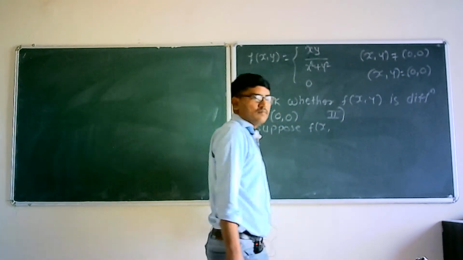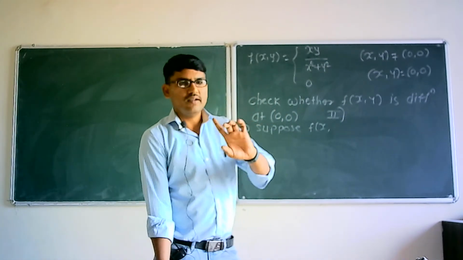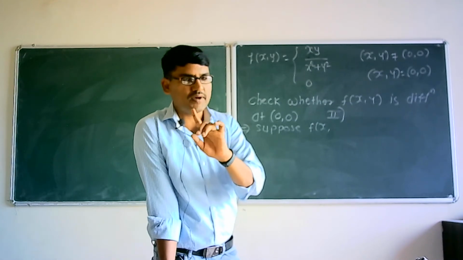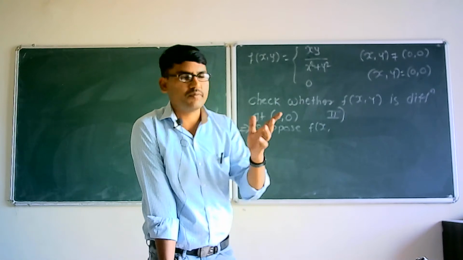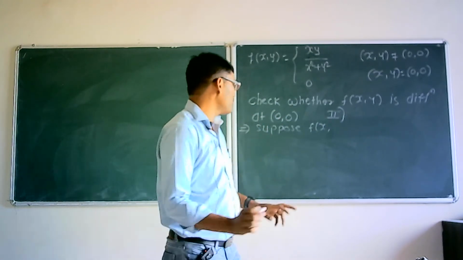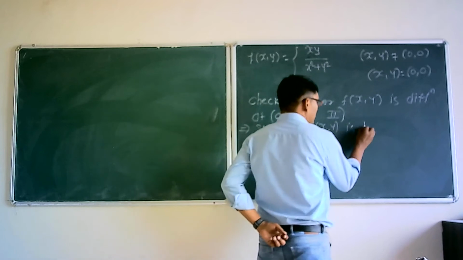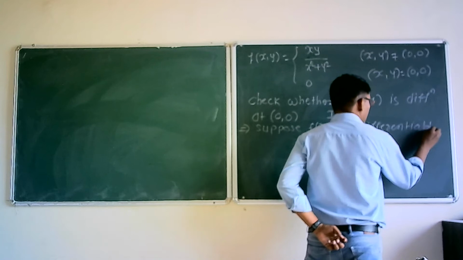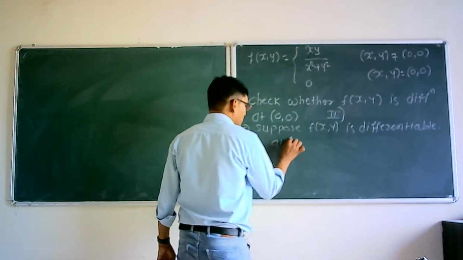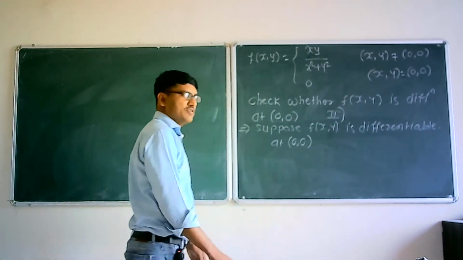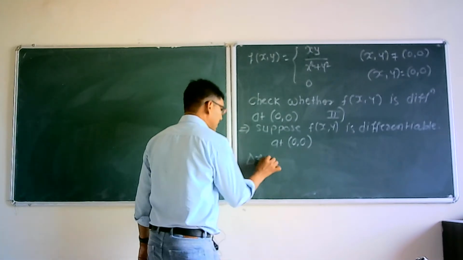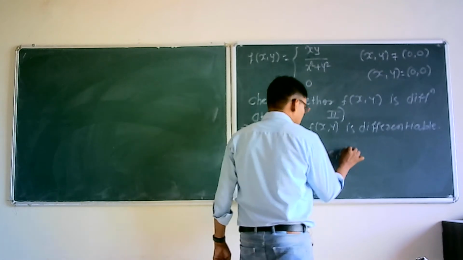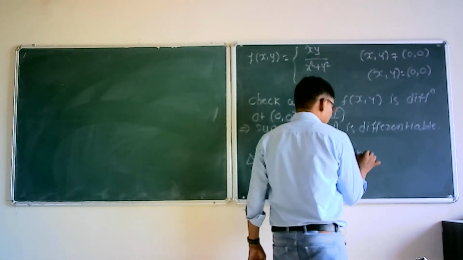In method number 1, using the term that the function is not continuous, we proved that the given function f is not differentiable. Now in the second method, we do it differently. Suppose f of xy is differentiable at 0 0. What does this imply? Your increment function delta f can be expressed as ah plus bk plus h epsilon 1 hk plus k epsilon 2 hk.